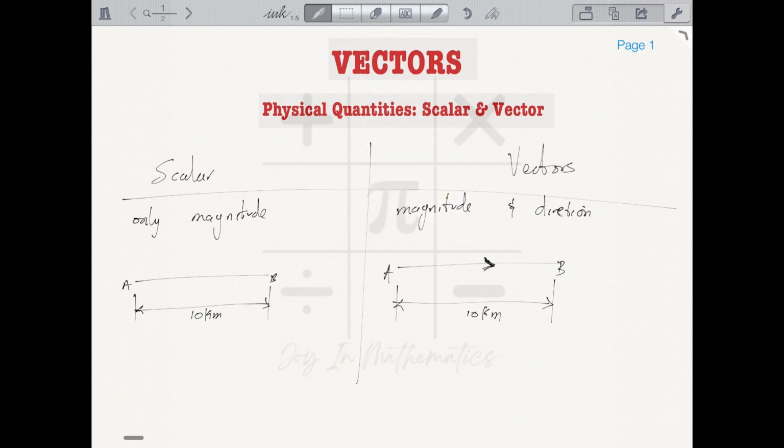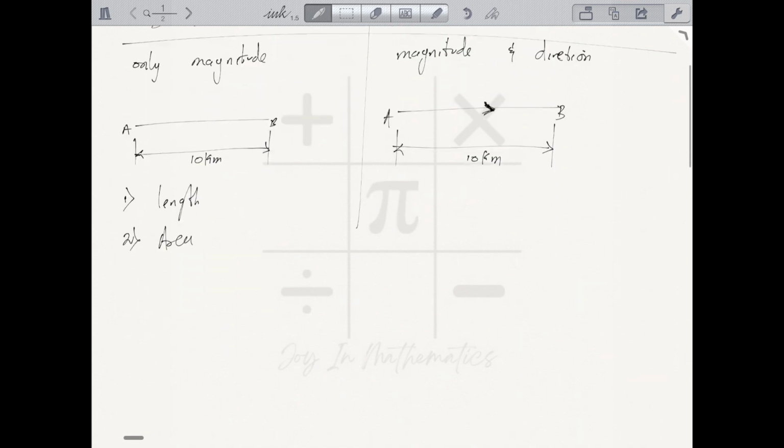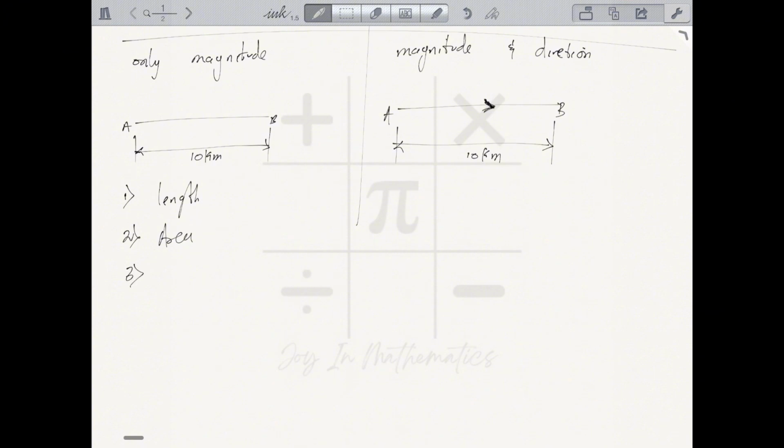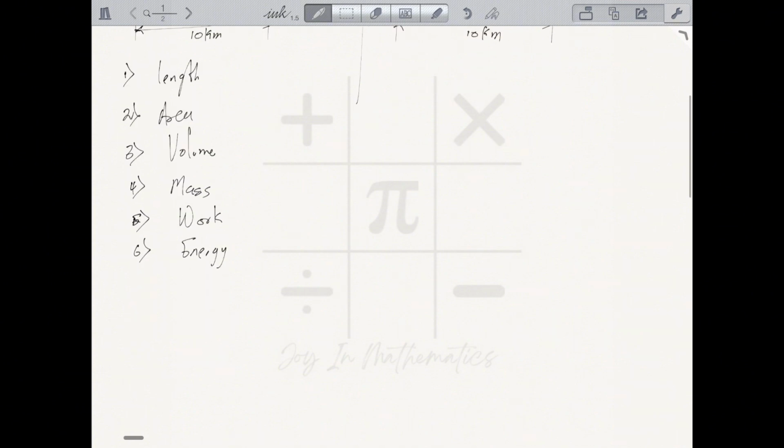So what are the examples of scalars? Scalar quantities include length, area, and volume. These are scalar quantities. We have mass. We can also have work and energy. Speed is a scalar quantity.